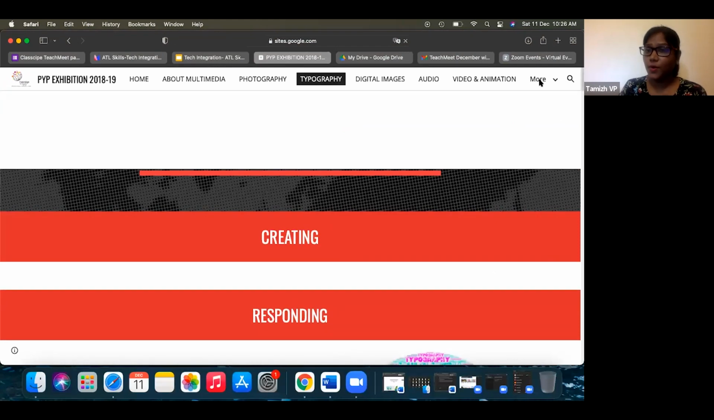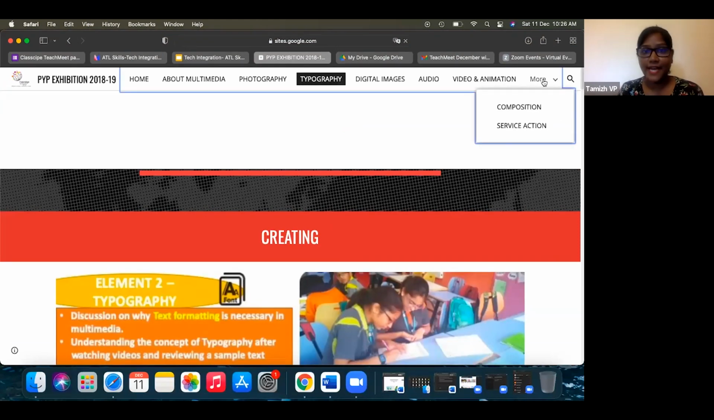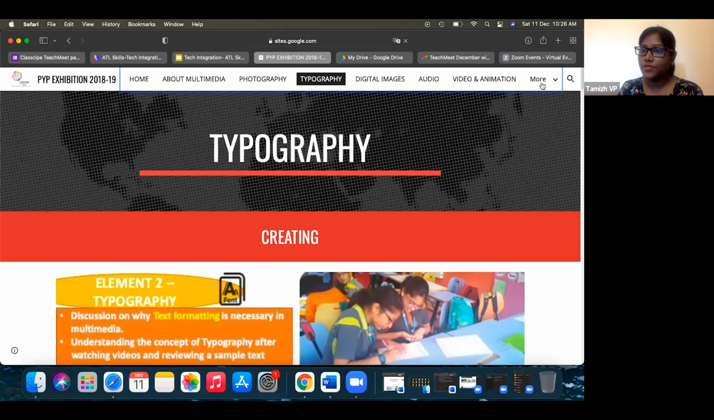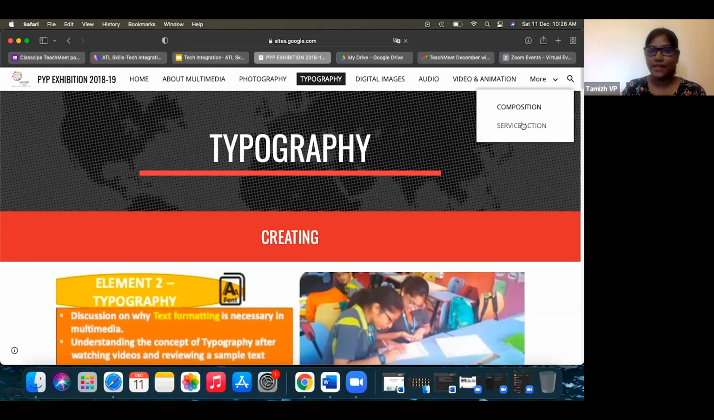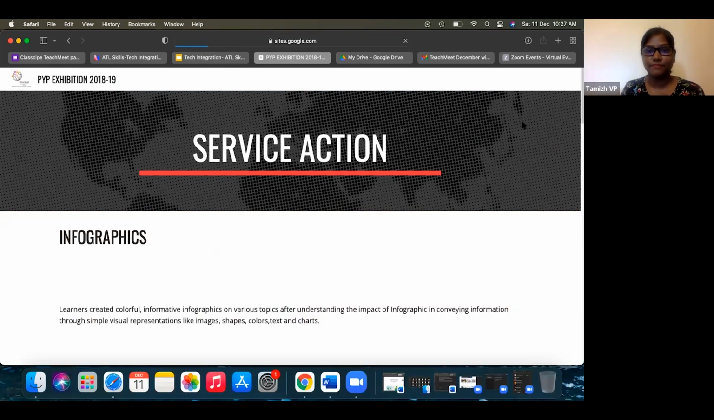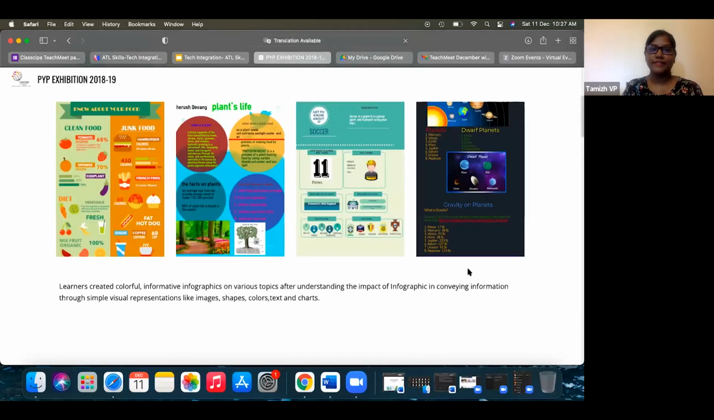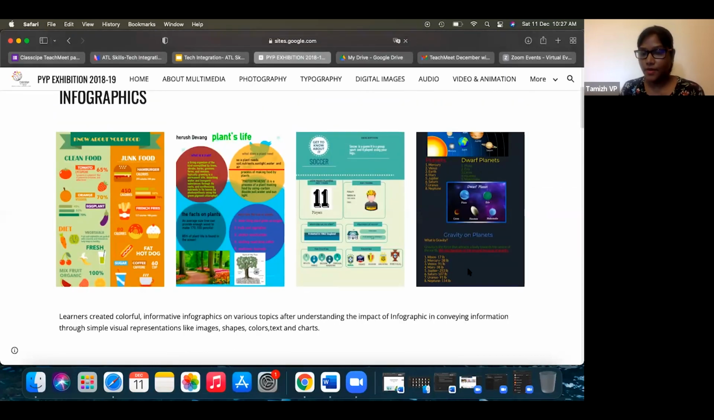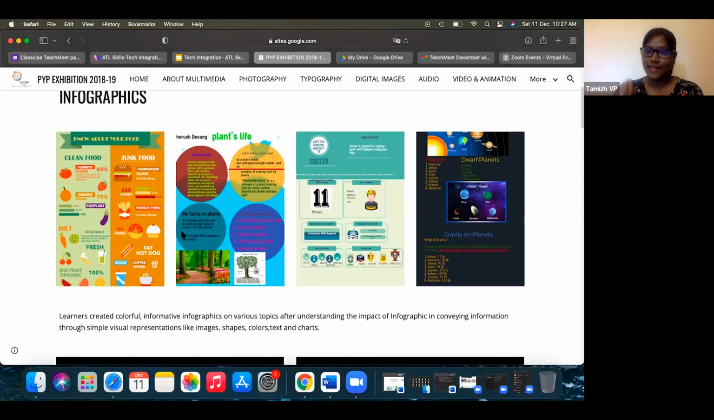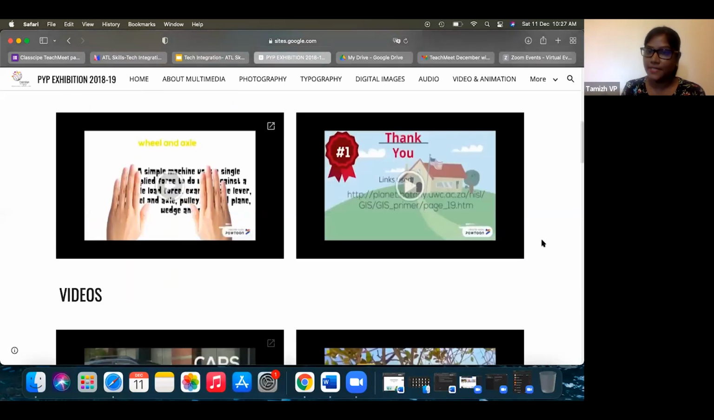What's more important is, since we have a CAS coordinator here, we also did a little bit of service action at the end of this project. They developed learning materials for a group of students in a government school. They did not have enough resources. So they went to the school, interviewed the students, and understood what kind of lessons they were having in class. And they made these interesting infographics. We printed it out.